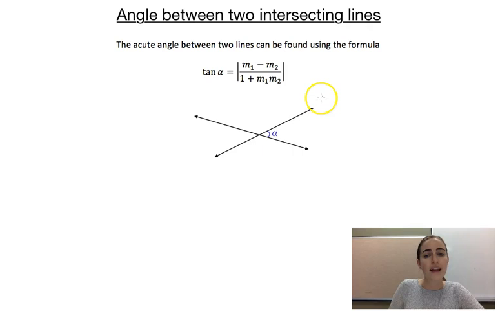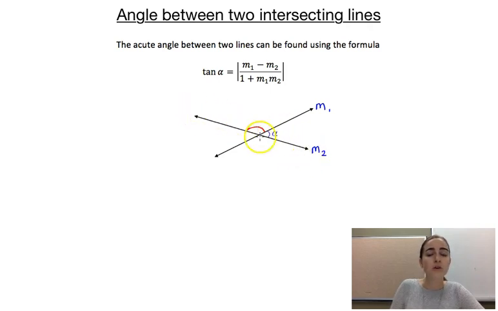So those m1 and m2s, m1 is the gradient of one of the lines, and m2 is the gradient of one of the other lines. Now this will always find the acute angle. Some questions though will ask us to find the obtuse angle, so that could be this one here. Now if we want to find the obtuse angle, we're going to go through and find the acute angle anyway.